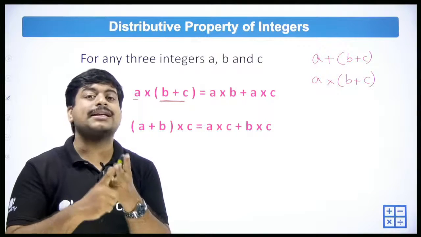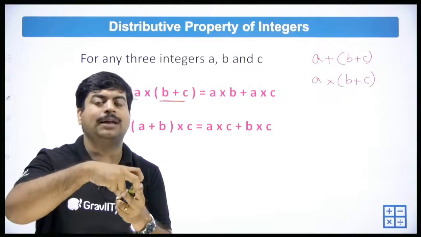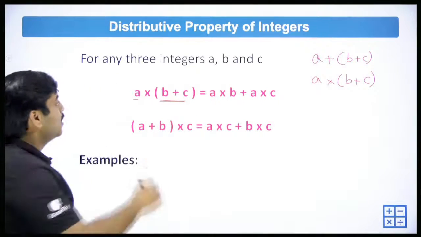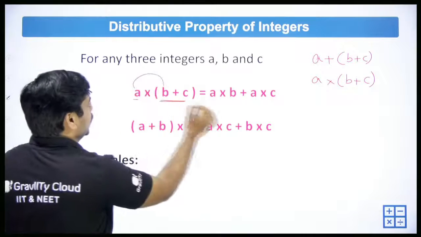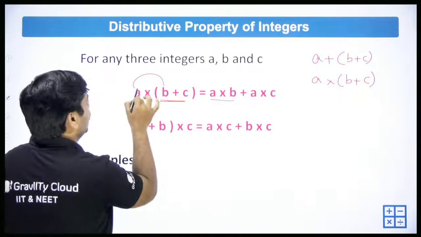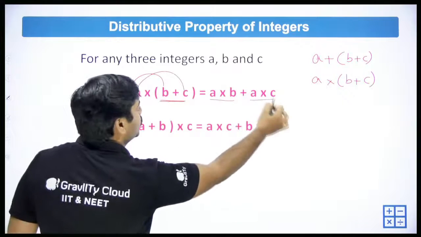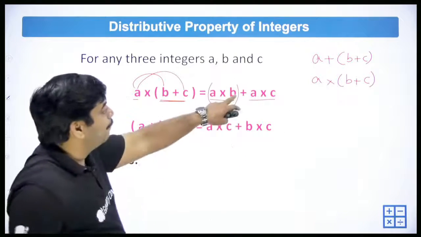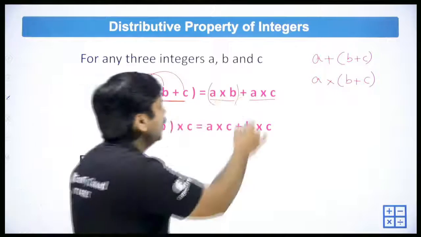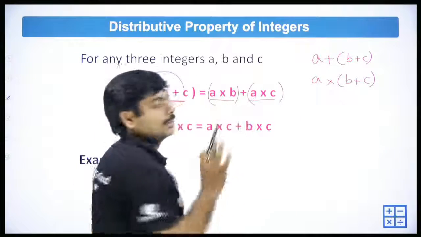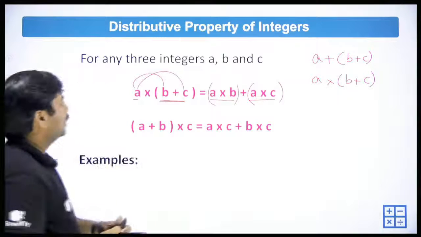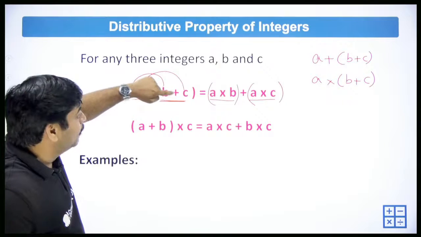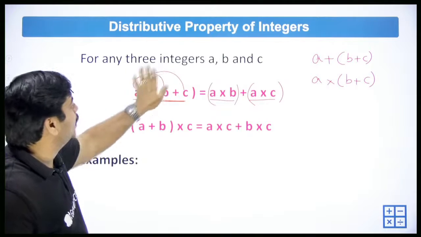We need to distribute whatever we are multiplying to all the remaining numbers. You can see here, A we are distributing to B, so A into B, plus A we are distributing to C, so A into C. We should be very careful here. You have a plus in between them. Don't try to multiply these two numbers again. What are we doing? A into B, that is one term. Then this plus will come and then A into C.